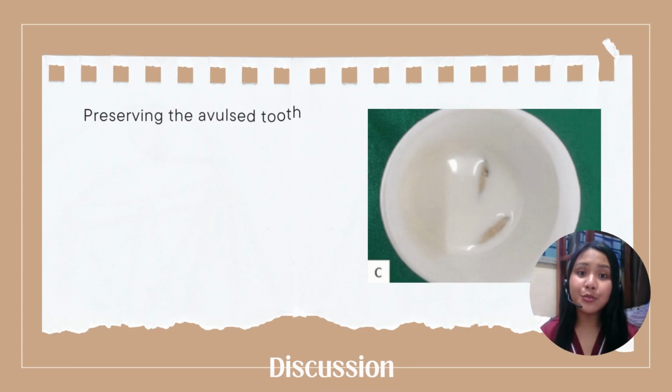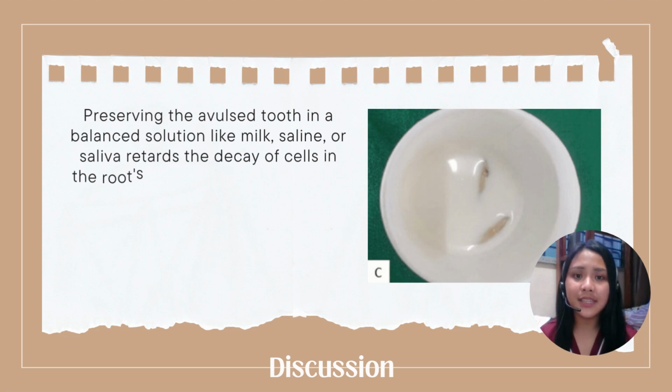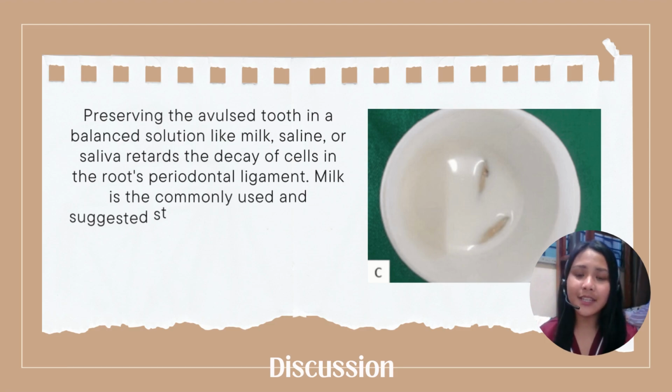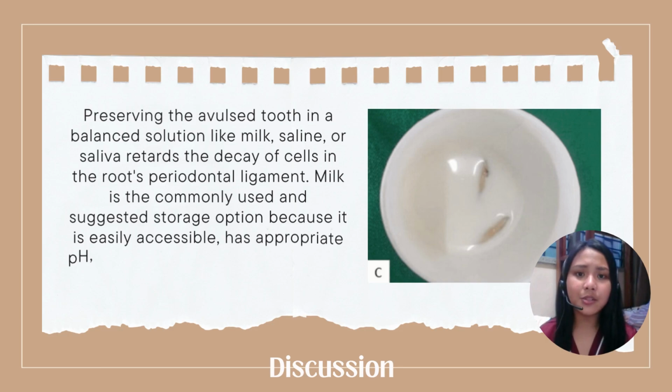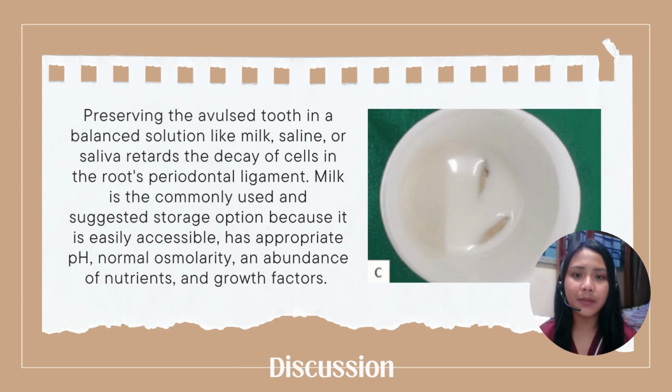Preserving the avulsed tooth in a balanced solution like milk, saline, or saliva retards the decay of cells in the root's periodontal ligament. Nonetheless, cell death in the ligament is inevitable, and immersing the tooth in a solution offers a short-term yet effective approach in managing it prior to reinsertion.